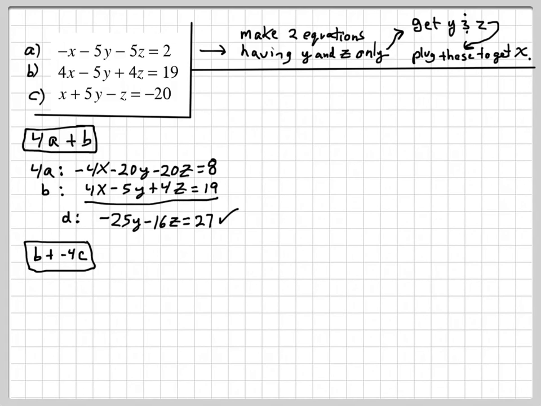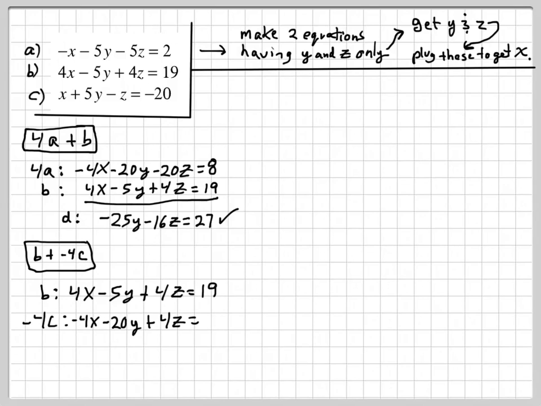After that, I'm going to combine equation B and equation C, but once again, before I do that, I'm going to multiply equation C by -4. And by doing that, I'll get this other equation with just a y and a z, and I'll call it equation E. So it's very important that these 2 equations have the same 2 variables.